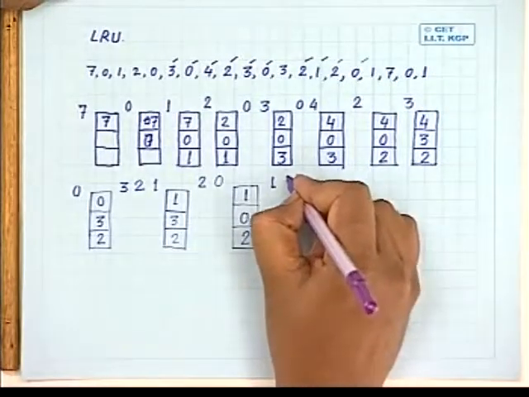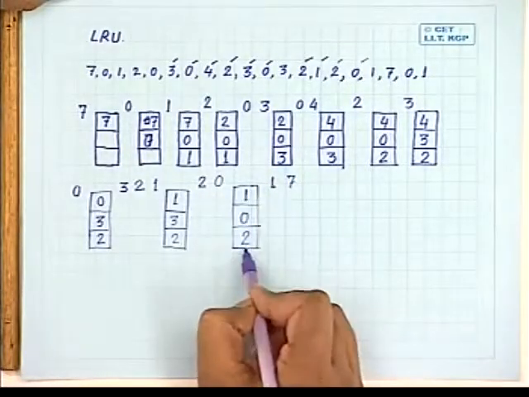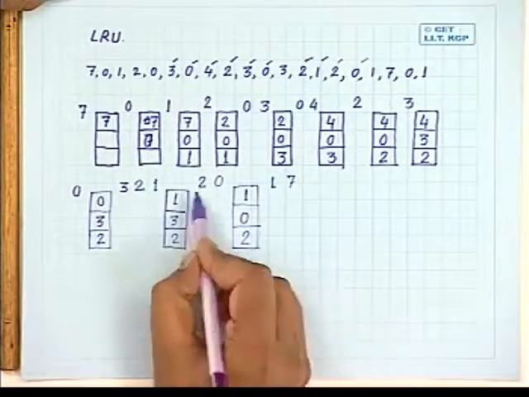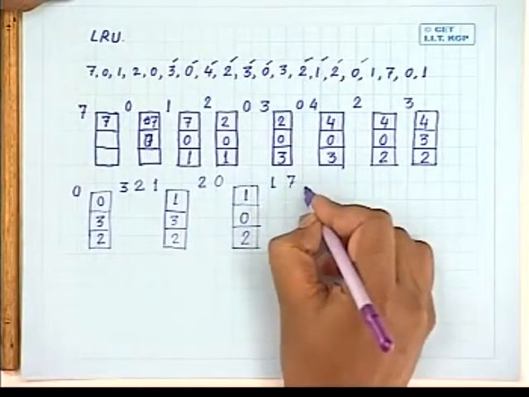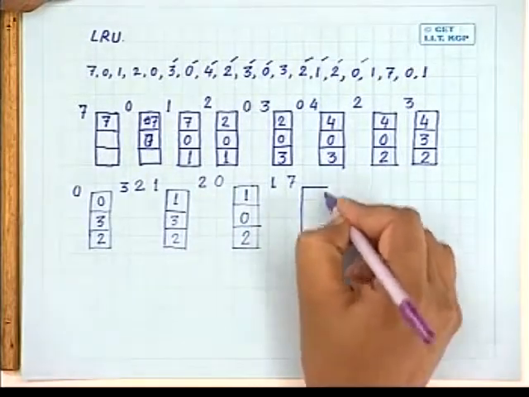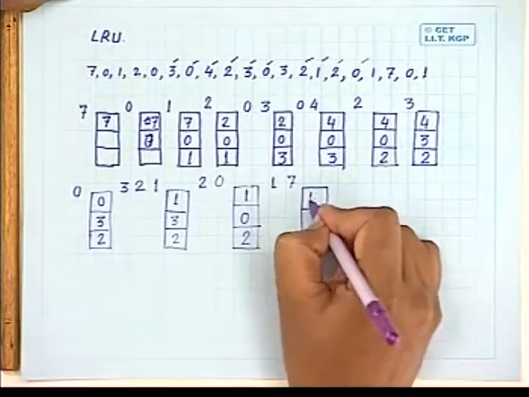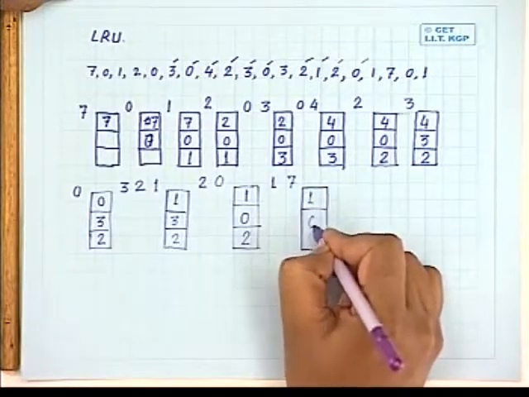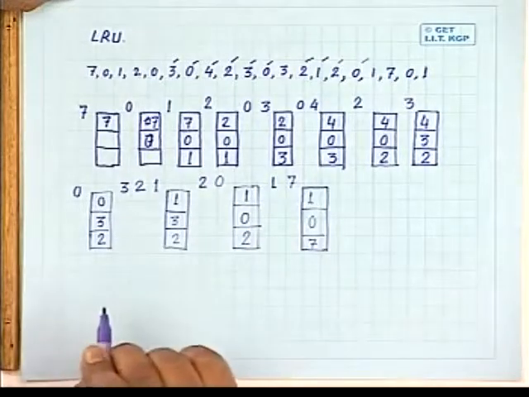When 7 is referred, again there is a page fault. And now the page which I have to replace is page number 2, because out of these 3 pages, page number 2 is the least recently used. So I replace page number 2 by page number 7, and the situation is like this. I have page number 1, page number 0, and then page number 7.